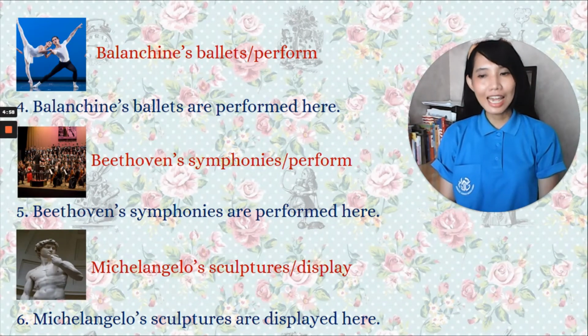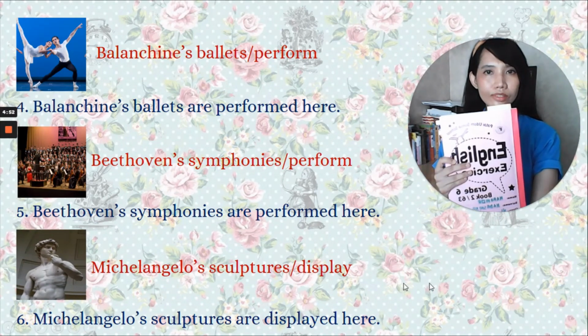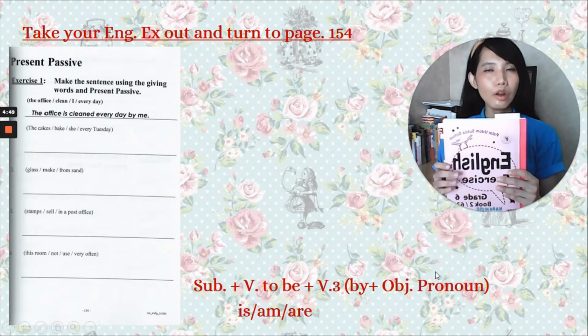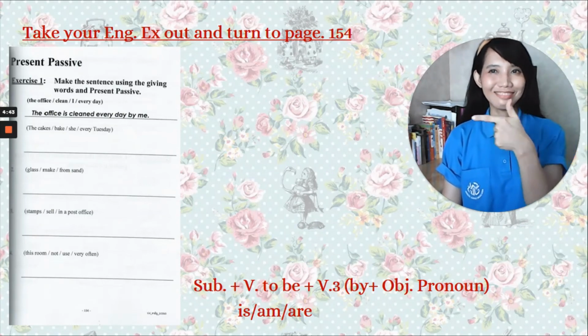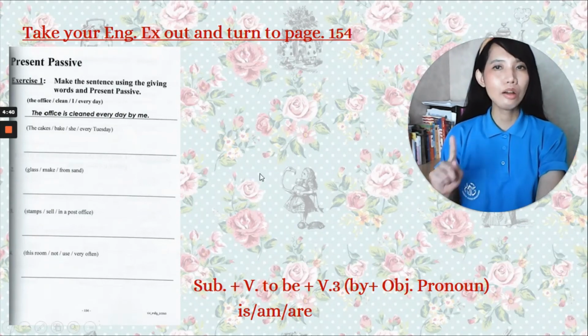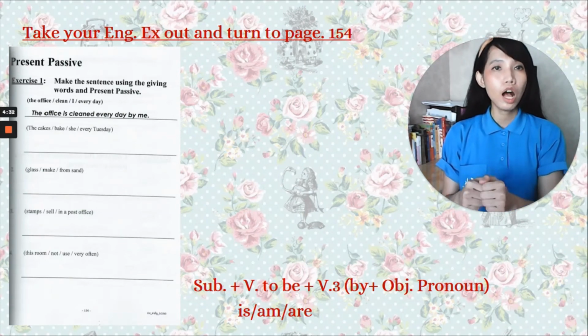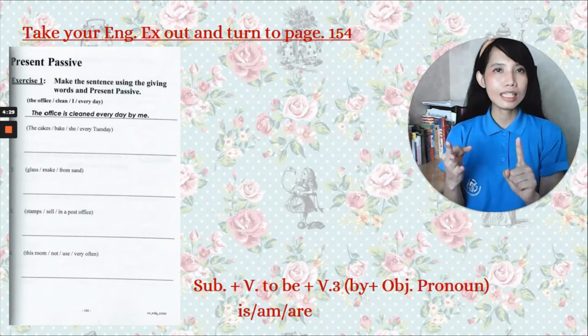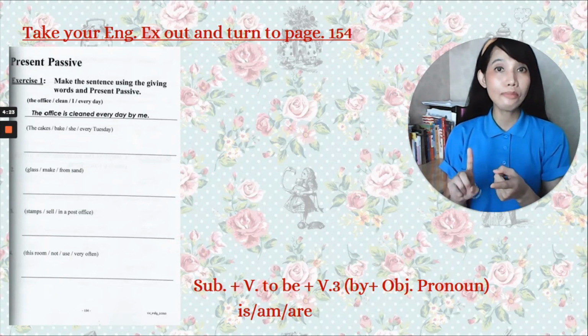Okay, finally I want you guys to take your book out and turn to page 154. And the page is supposed to look like this one. Okay, exercise 1. Exercise 1, make a sentence into passive voice, which is super easy because we already give you the subject, the verb, and the object. Remember the structure: subject plus verb to be plus verb 3. And don't forget, after by, we only use object pronoun.